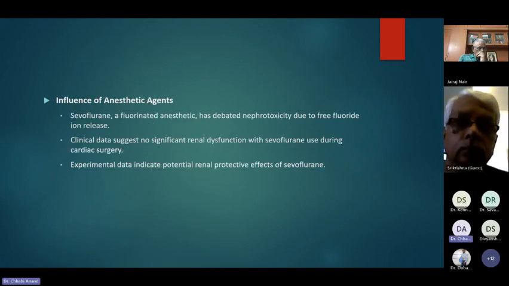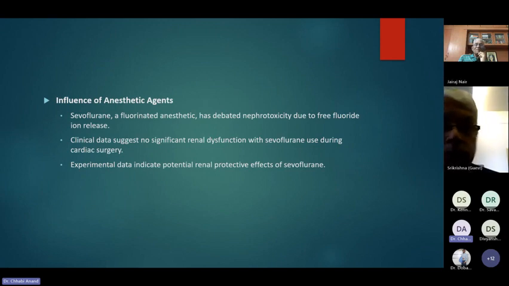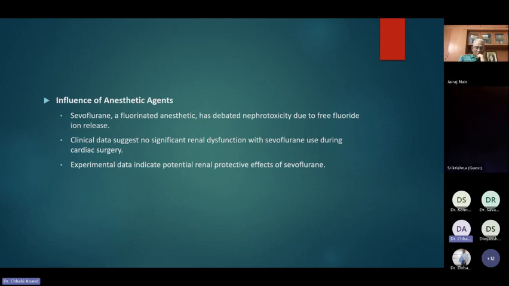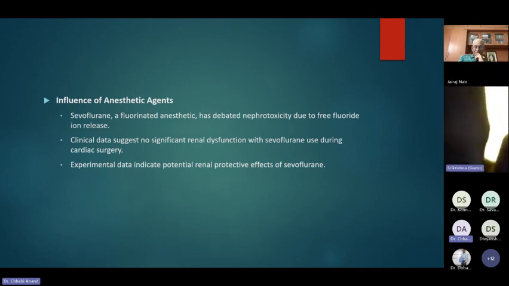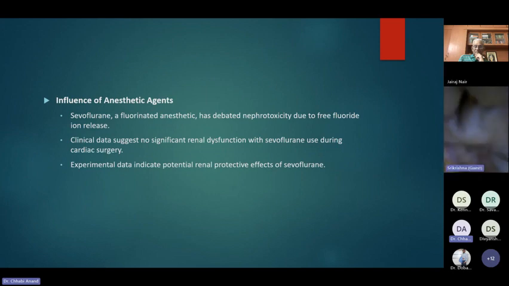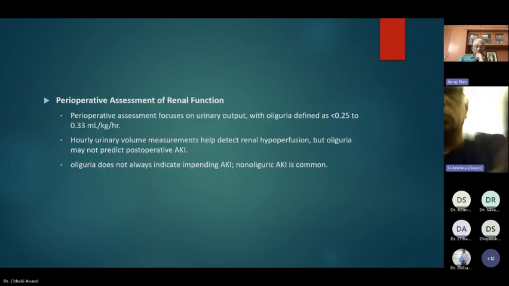Influence of anesthetic agents. Sevoflurane, a fluorinated anesthetic, has debated nephrotoxicity due to free fluoride ion release. Clinical data suggest no significant renal dysfunction with sevoflurane used during cardiac surgery. Experimental data indicate potential renal protective effects of sevoflurane.